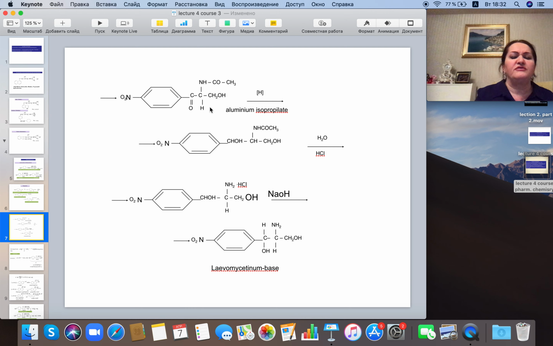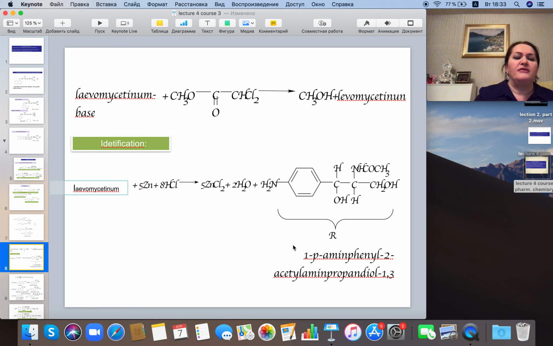And you can see that with formaldehyde we receive this substance, and then after reduction and hydrolysis with sodium hydroxide we receive levomycin base, only levomycin base. When we react it with the methyl ether of dichloroacetic acid, we receive methanol and levomycin.